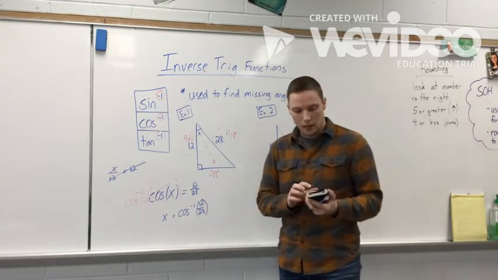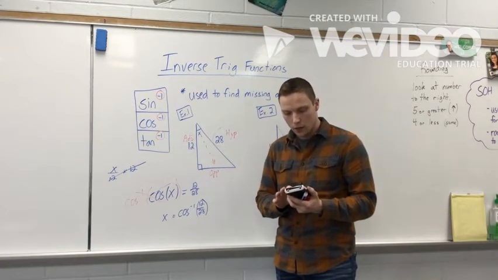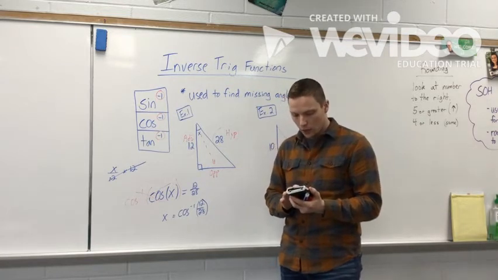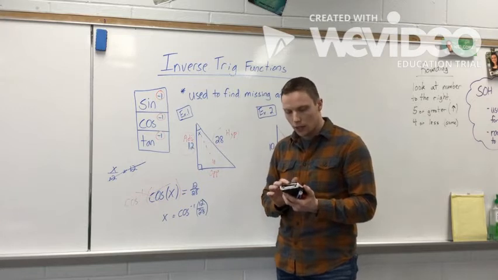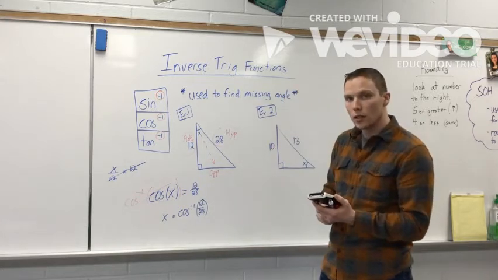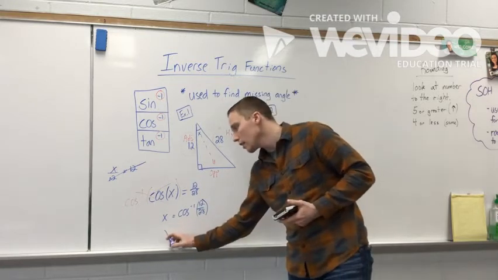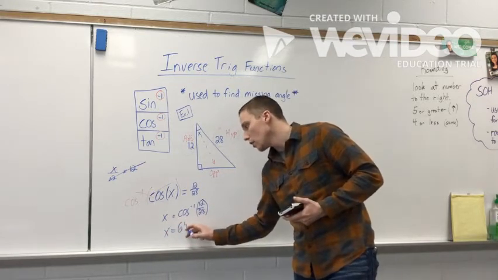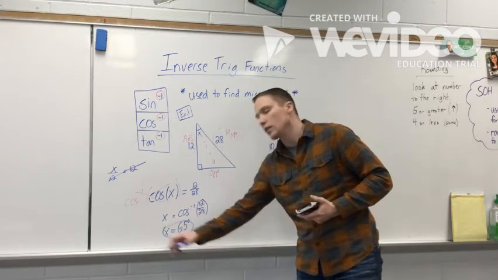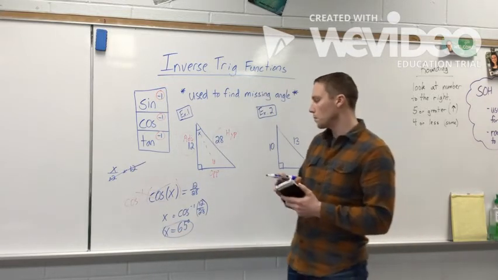I can plug it in on my calculator, so that's how I'm going to solve today. So we do cosine inverse 12 divided by 28. And if you're doing this on Desmos at home, you should get an answer of about 64.6. And we're going to round to the nearest whole number, so we'll do 65 degrees, okay?